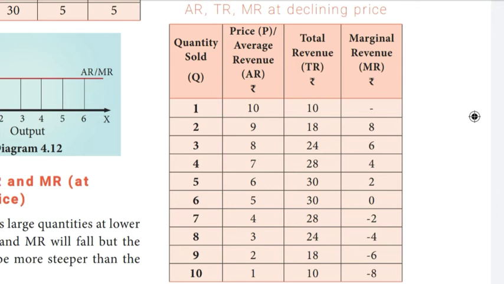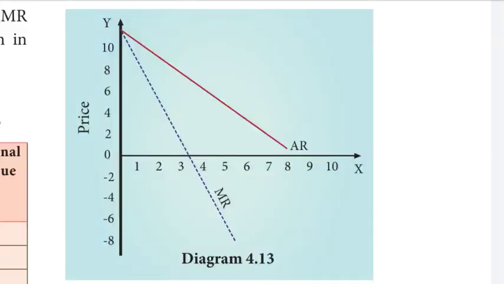Declining AR and MR curves occur at a declining price. When a firm sells larger quantities at a lower price, both AR and MR will fall, but the fall in MR will be steeper than the fall in AR. It is to be noted that MR will be lower than AR. Both AR and MR will be downward sloping straight lines from left to right. The MR curve divides the distance between the AR curve and the y-axis into two equal parts.